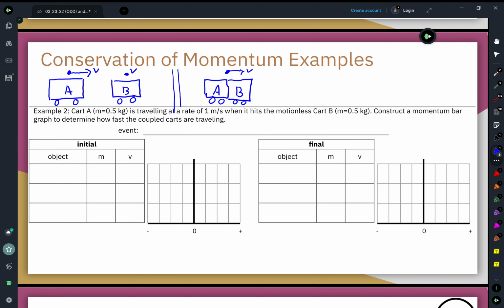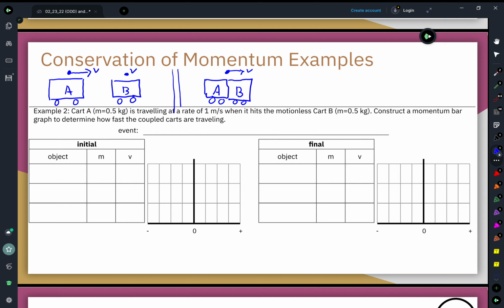So, conservation of momentum, example 2. Cart A with a mass of 0.5 kilograms is traveling at a rate of 1 meter per second when it hits the motionless cart B with a mass of 0.5 kilograms. Construct a momentum bar graph to determine how fast the coupled cars are traveling.